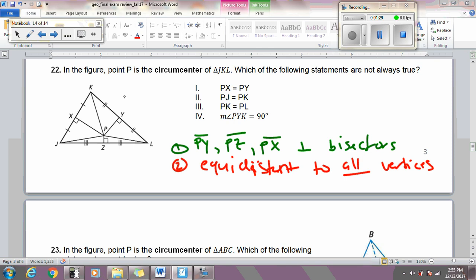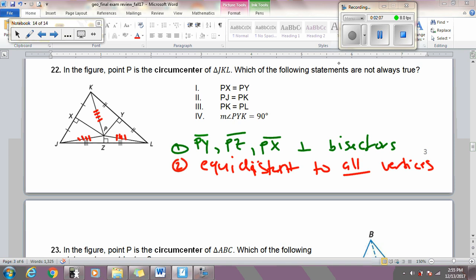So let's add that to our picture. K is a vertex, so the distance from P to K should get 4 tally marks. And that distance is the same as P to L and P to J. So the circumcenter is equidistant to all vertices, as well as it's the intersection of the perpendicular bisectors. So knowing that information, let's answer the question.